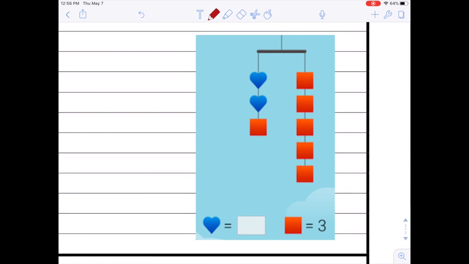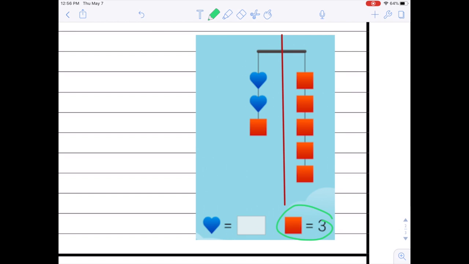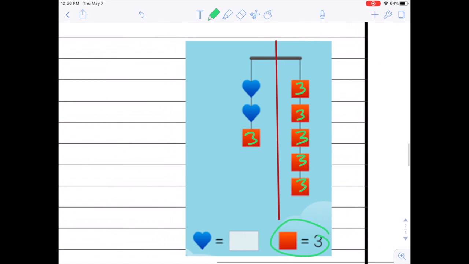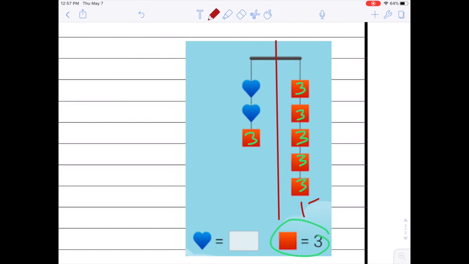All right, for my next one, line down the middle. Now I'm going to label my values. I know that each square is worth a value of 3. So I'm going to say 3. On the right-hand side here, I have 3 times 5. So my total for this side is 15. My total on the left side also needs to be 15.